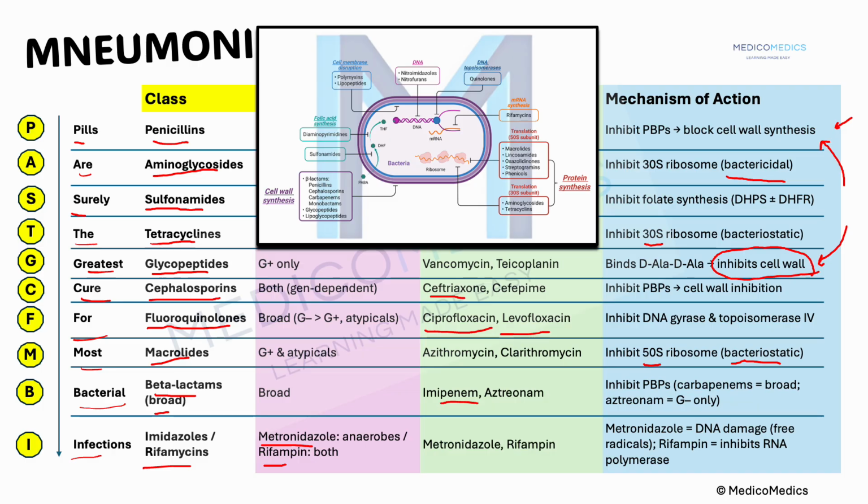Rifampin blocks RNA polymerase, halting transcription, and it's key for treating tuberculosis, for example, and meningococcal prophylaxis. Now, use metronidazole for anaerobic infections and protozoa, like Giardia or Trichomonas. Rifampin, here's an interesting thing, turns body fluids orange and induces liver enzymes, which can reduce efficacy of other drugs.